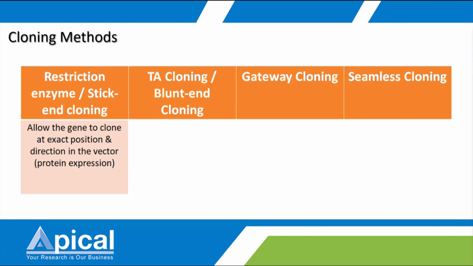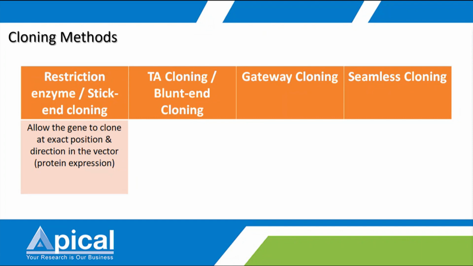But the drawback for this method is you will not know the direction of your gene in the vector. So it can be cloned in the opposite side. It's either your insert will clone in the sense direction or in the anti-sense direction.